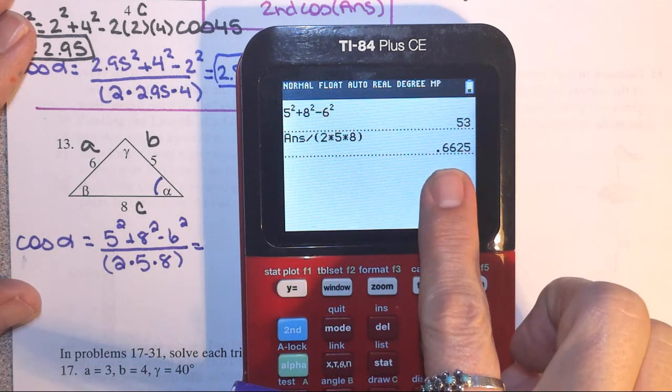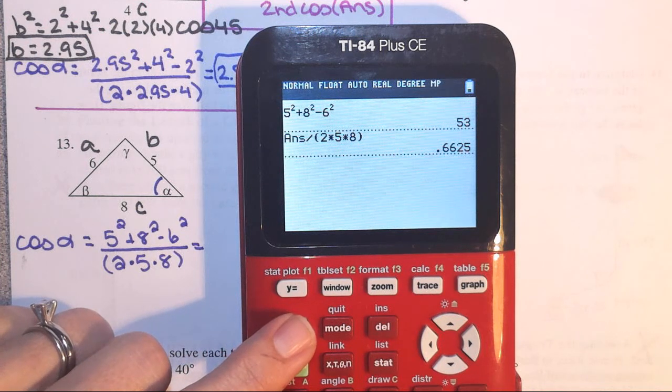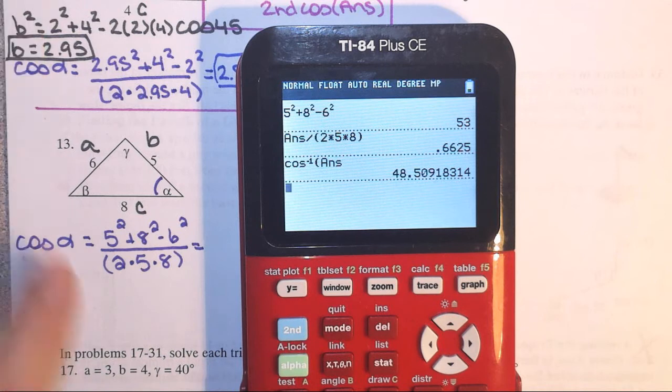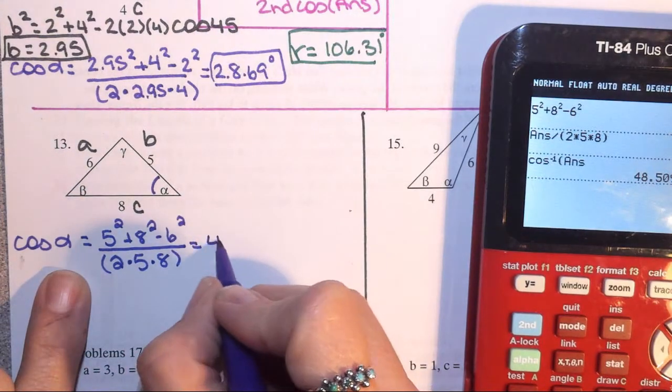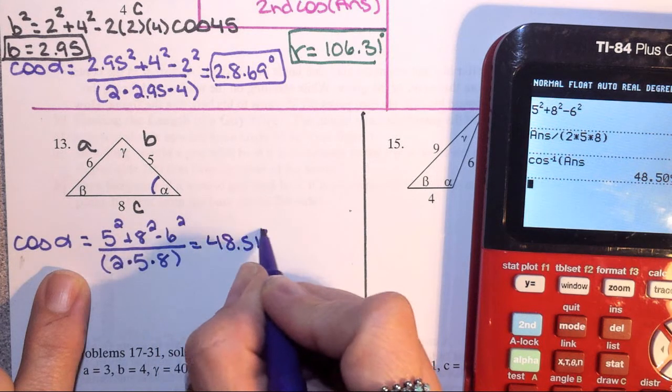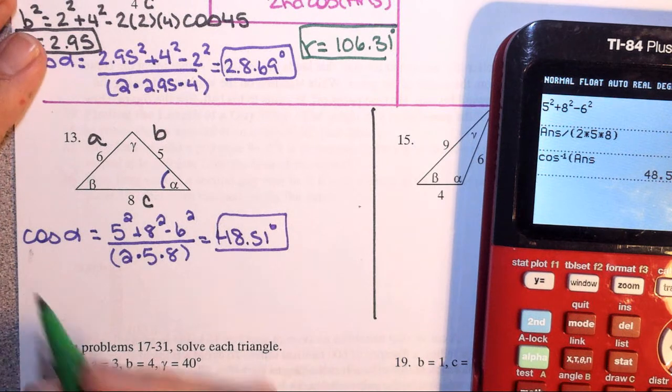That's not my answer. I still have to get the angle, and every time you get an angle, we second, and this is law of cosine, so second cosine, second answer. And alpha is going to be 48.51 degrees. So alpha is 48.51 degrees.